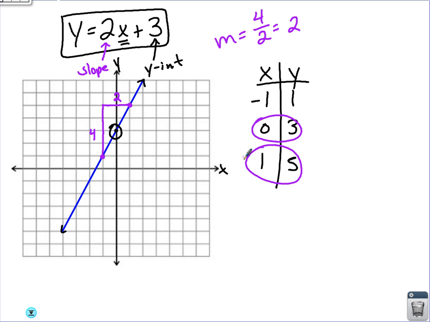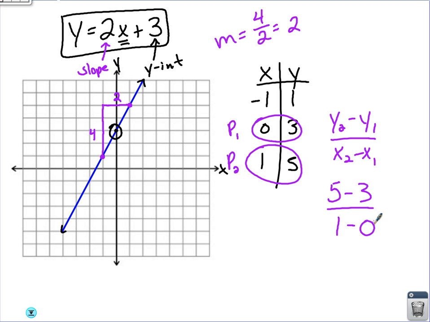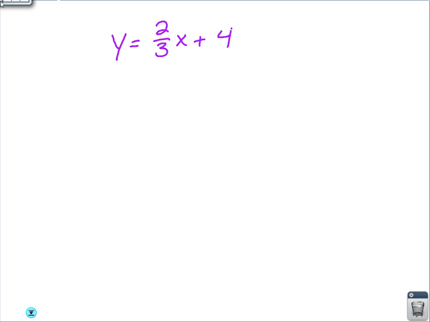Anytime you're looking for slope, slope is also equal to y2 minus y1 over x2 minus x1. And we get that exact same answer because notice here, let's let this be our second point and let this be our first point. And our second y minus our first y over our second x minus our first x yields the values 2 over 1, which again is equal to 2.